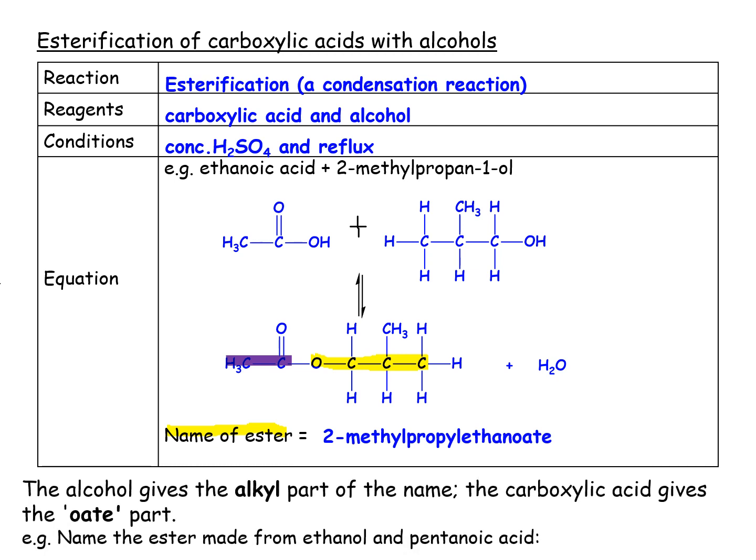So the alcohol gives the alkyl part of the name. The carboxylic acid gives the -oate part of the name. So just pause and have a think now. What would the name of the ester be if we made it from ethanol and pentanoic acid? So just pause, write down what you think and press play when you're ready to check. Okay, so the ethanol would change to ethyl, pentanoic acid would change to pentanoate. You put that together, ethyl pentanoate.